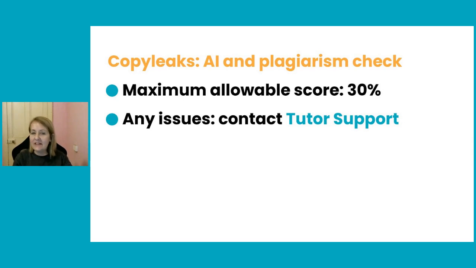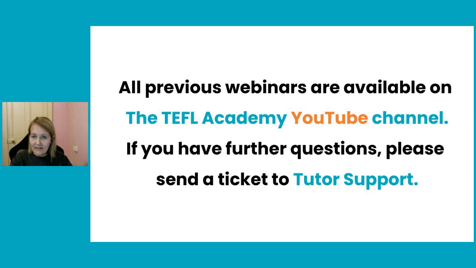All right, back to the Copyleaks, AI and plagiarism checks. Okay, so you know that the maximum allowable score is 30% on your main submission. There's leeway on your materials submission. Another reason to make sure that you submit all the materials separately is because, if the materials score is 65%, it's fine because you've copied and pasted or got it from online. That's fine. So the materials submission can be higher than 30%, but the main submission must be lower than 30%. 30% or lower. All right.